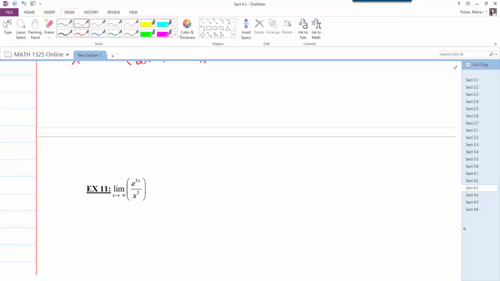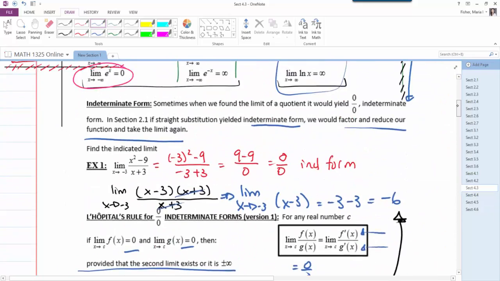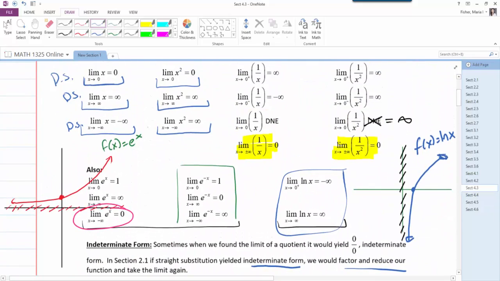The limit as x approaches infinity of e^(3x) over x^3. Same thing, we're looking at e to the infinity over infinity cubed, which is just going to be infinity over infinity. Because recall from the beginning of the section, if you're looking at the limit as x approaches infinity of e^x, that's going towards infinity.